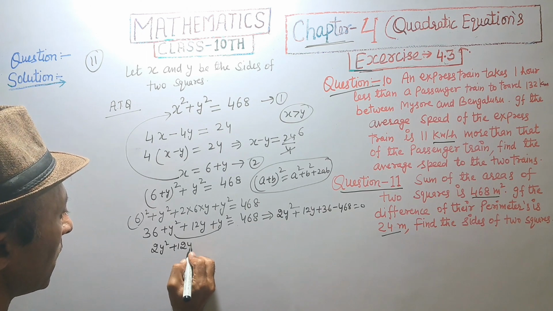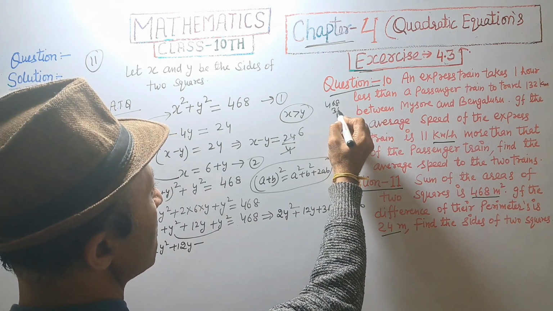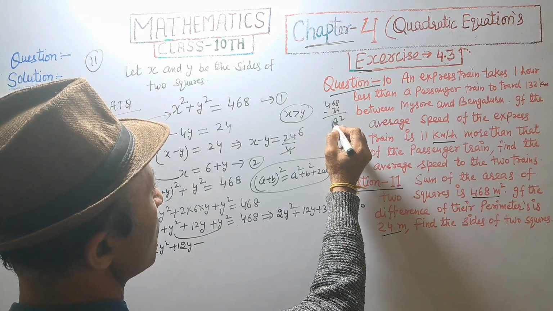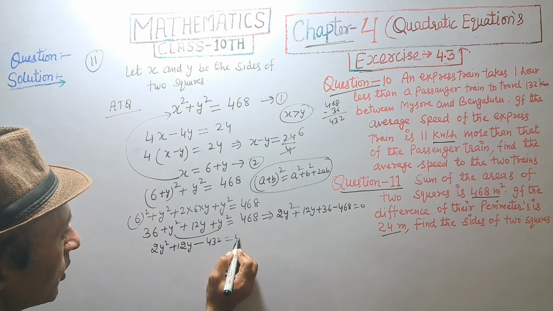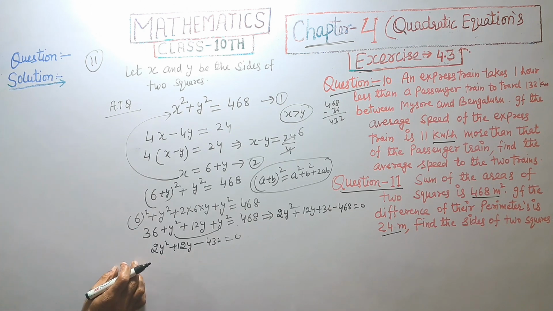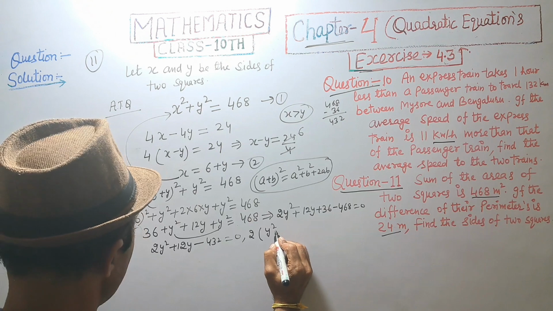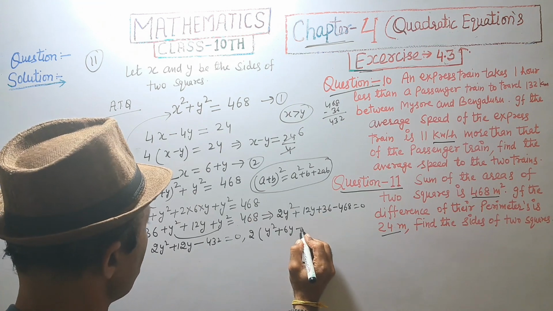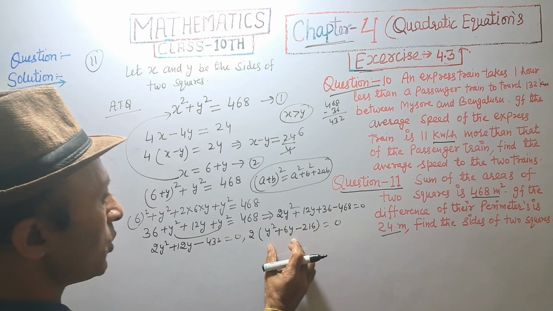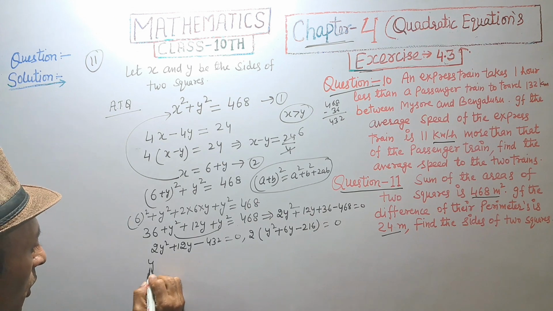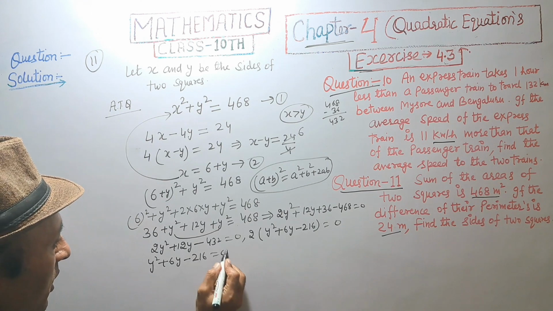2y^2 + 12y minus 468 minus 36, that is equal to minus 432, equal to 0. We are taking 2 common in this quadratic equation. 2 is taken common, and in the bracket y^2 + 6y minus 216 is equal to 0. 2 is not equal to 0, so this quadratic equation is equal to 0: y^2 + 6y minus 216 is equal to 0.